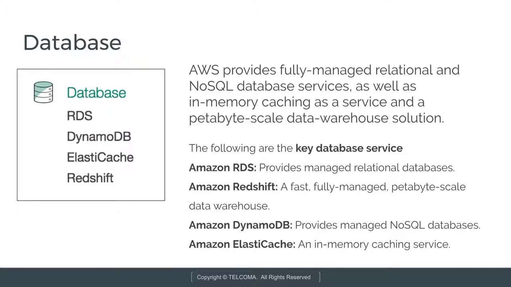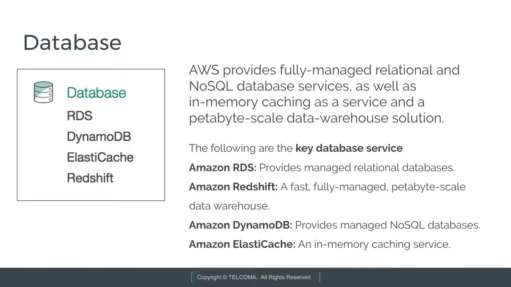So here we have the following key database services. We have Amazon RDS, Amazon Redshift, Amazon DynamoDB, and Amazon ElastiCache. Amazon RDS is a managed relational database. Redshift is a fully managed data warehouse. DynamoDB is a NoSQL database and ElastiCache is an in-memory caching service. That's why it is providing us a fully managed service. We have relational, non-relational, in-memory caching as a service, as well as a data warehouse solution.